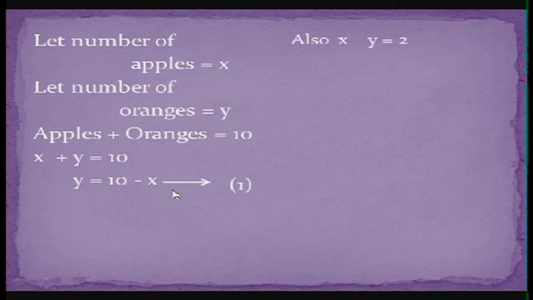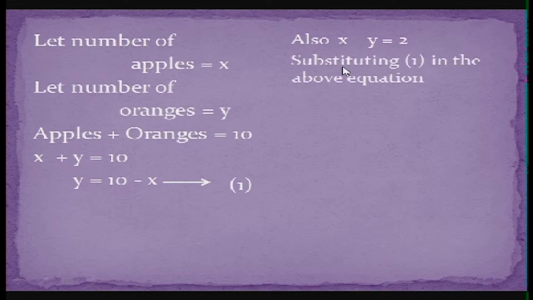Now, we also have a situation where x minus y is equal to 2, which means number of apples here are 2 more than number of oranges. So, what are we trying to do here? Substitute value of y from equation 1 in the above equation. Then, wherever we find y, we are replacing this y with 10 minus x. So, I get the equation as x minus (10 minus x) is equal to 2.